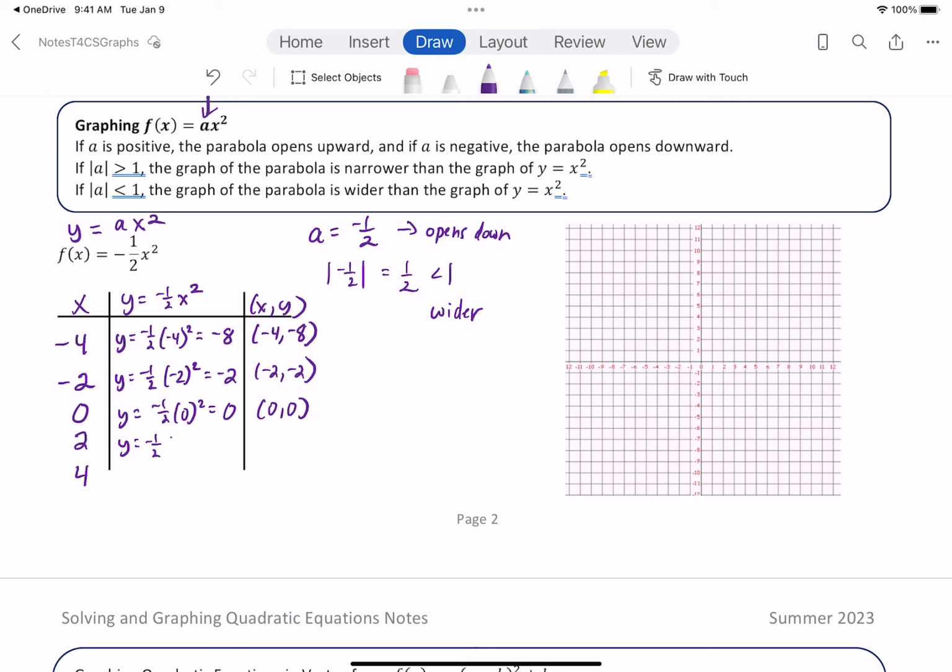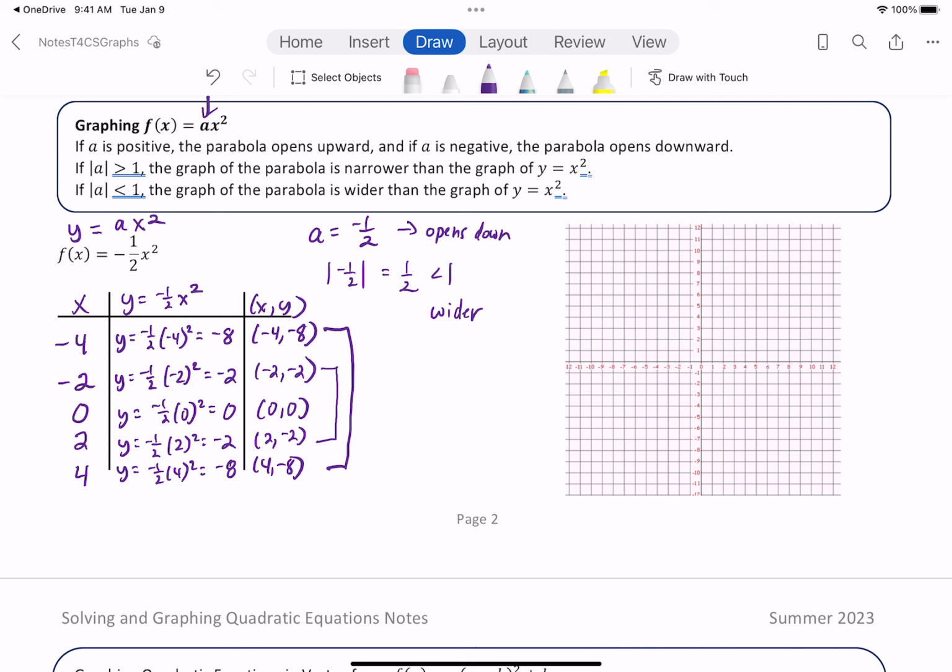Here's where you can take advantage of that symmetry. If you enter -1/2 times 2 squared in your calculator, you should still be getting that same y. And we did. It's 2, -2. And then the last one, if we put in 4, we're expecting that y to be 8, and it is negative 8, sorry. So this is 4, negative 8.